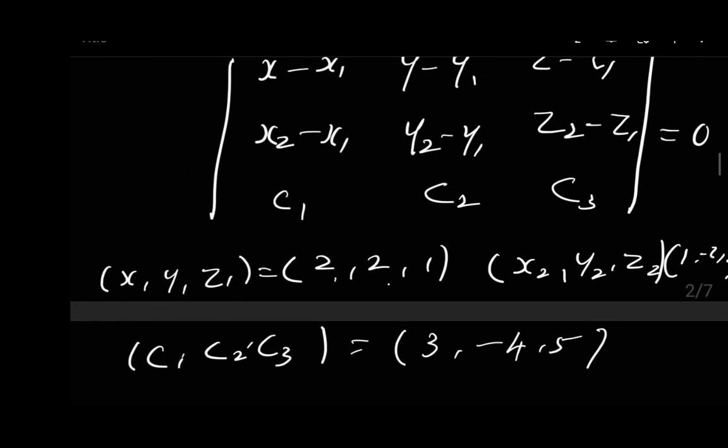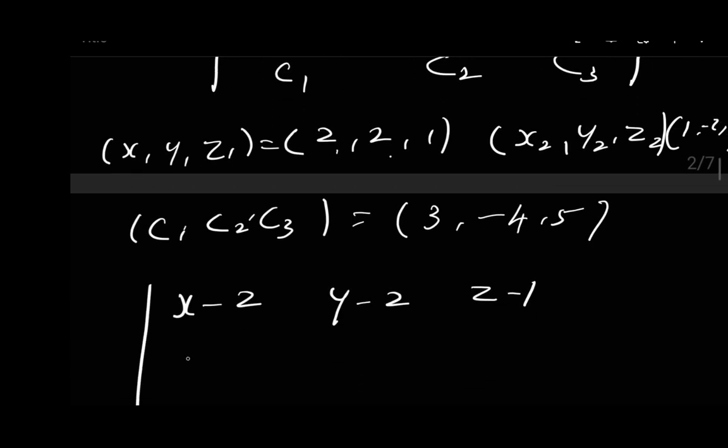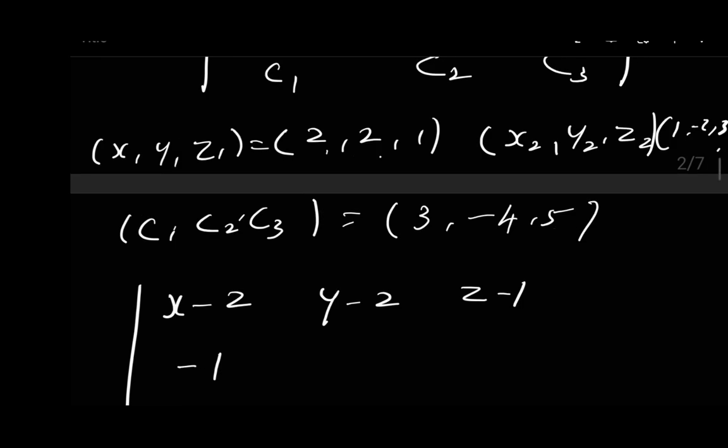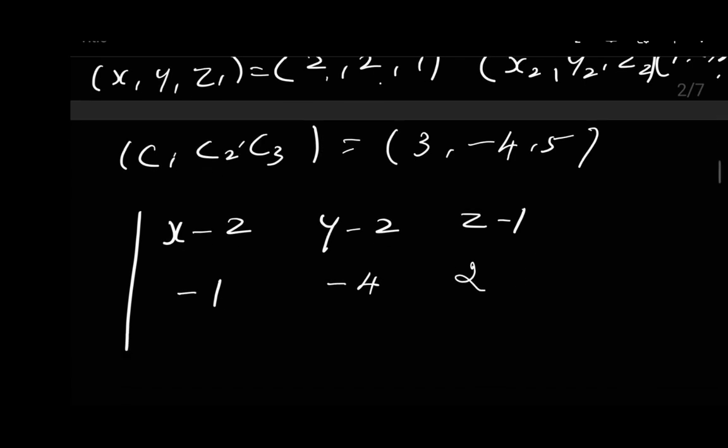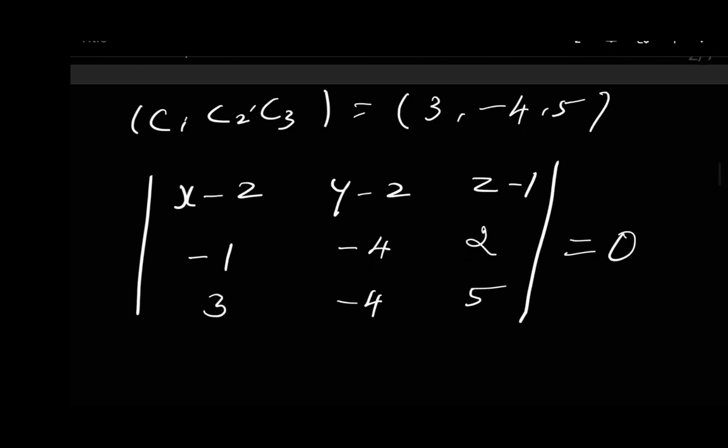Then x2 minus x1, so 1 minus 2 is minus 1. y2 minus y1, y2 is minus 2, minus 2 is minus 4. Then z2 minus z1, 3 minus 1 is 2. And c1, c2, c3 is 3, minus 4, 5. This is equal to 0.